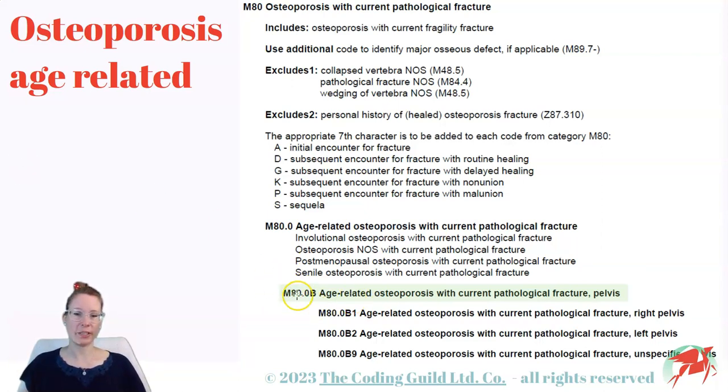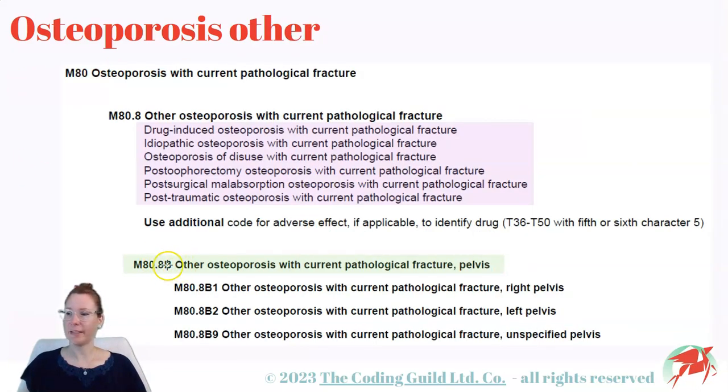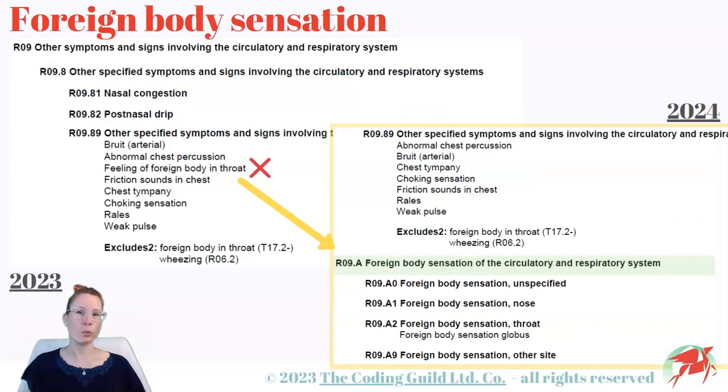M80B for age-related osteoporosis with pelvic fractures, and M88B for other osteoporotic pelvic fractures. As the inclusion terms show, other osteoporotic fractures happen due to drugs, post-surgical changes, trauma, or they are idiopathic, meaning that we really have no idea what is causing them. Let's see next the new codes in Chapter 18 for signs and symptoms.